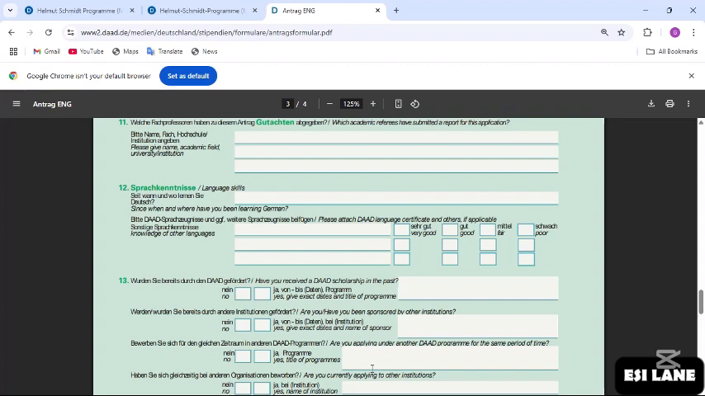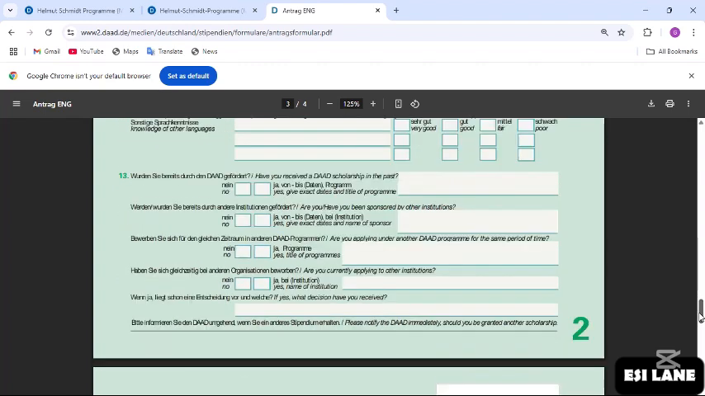For instance, if you're applying to a DAAD EPOS program and then you're also making an application to the DAAD Helmut Schmidt Programme, you're going to write the name here. That's DAAD EPOS or DAAD Helmut Schmidt, depending on the program you're applying to currently.